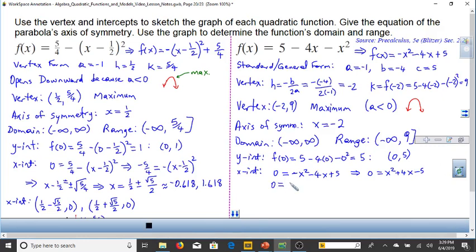0 is equal to x minus 1 times x plus 5. See, because negative 1 times 5 is negative 5, and negative 1 plus 5 is 4. So that means my two x-intercepts are x equal to negative 5 and x is equal to 1. So we have negative 5 comma 0 and 1 comma 0 as my x-intercepts.